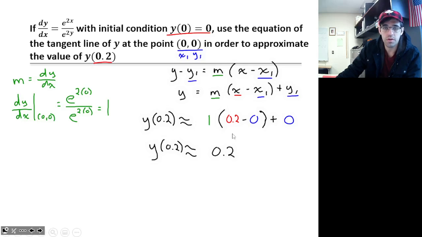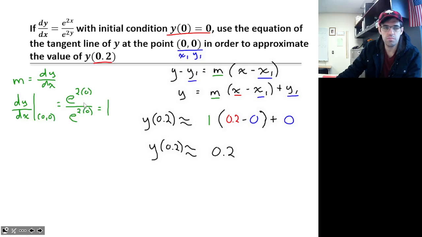So our slope is 1. Our x value is going to be 0.2 minus x1, 0, plus y1, 0. If I calculate this, it's just 0.2. So using linear approximation, y of 0.2 is about 0.2.